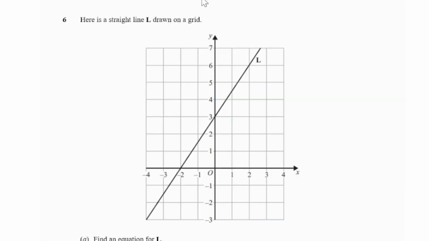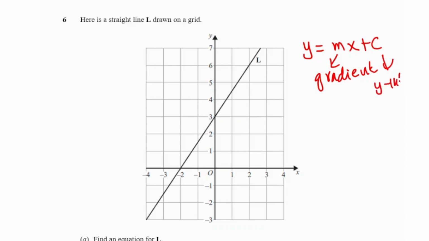Question number 6 is very simple. It says here is a straight line L drawn on a grid. Find the equation of the line L. We know that the equation of a straight line is y equals mx plus c, where m is the gradient and c is the y-intercept. What does y-intercept mean? It is where the line crosses the y-axis.